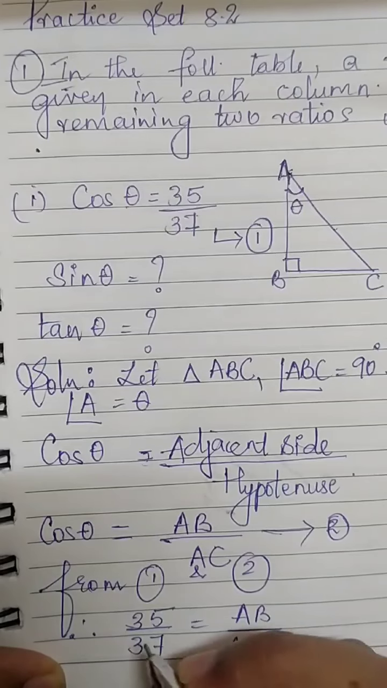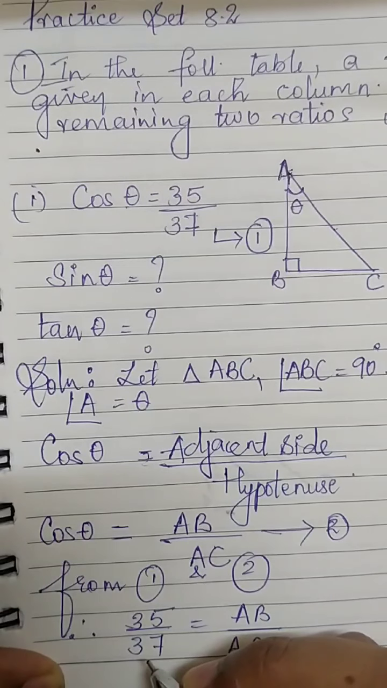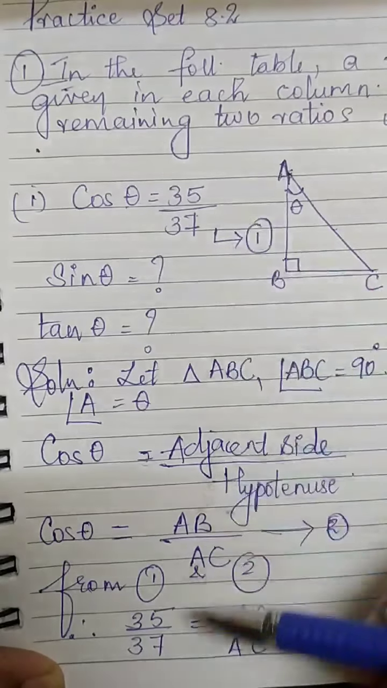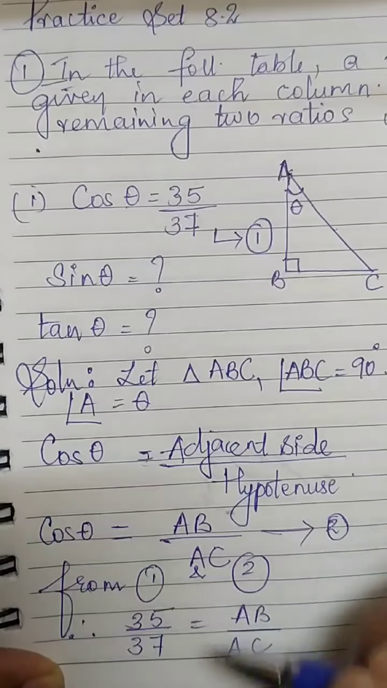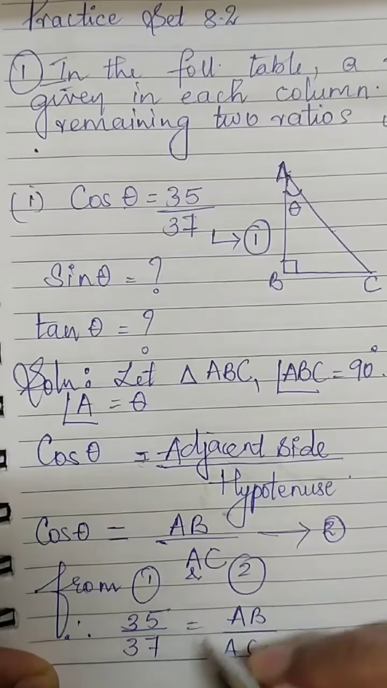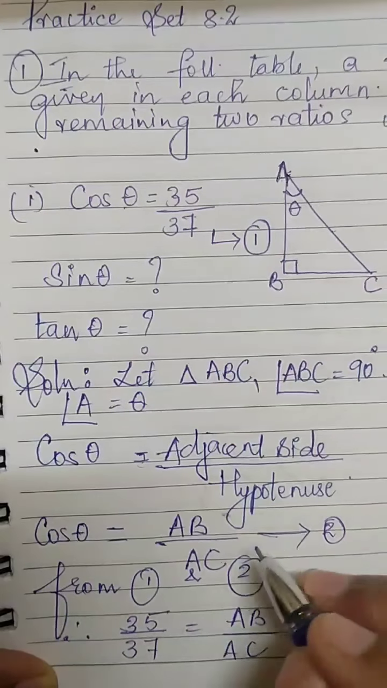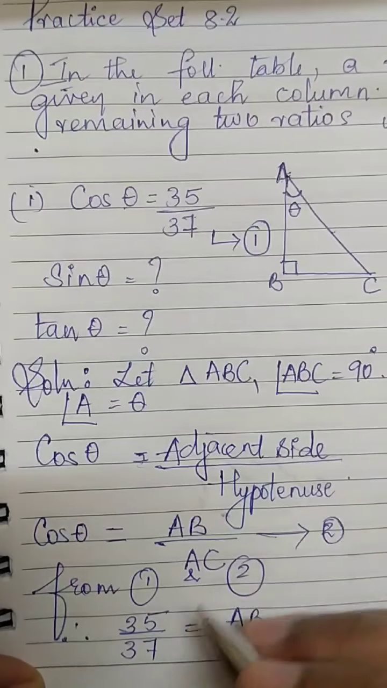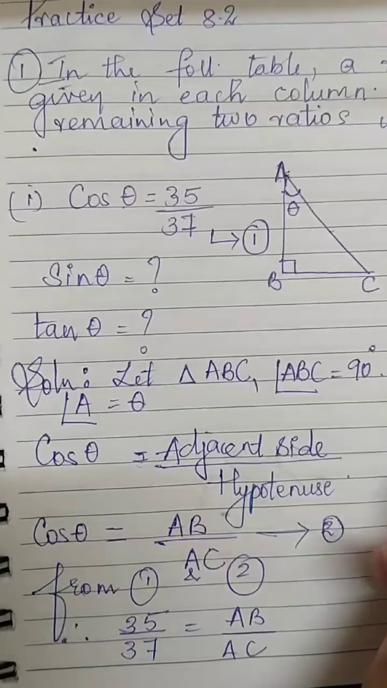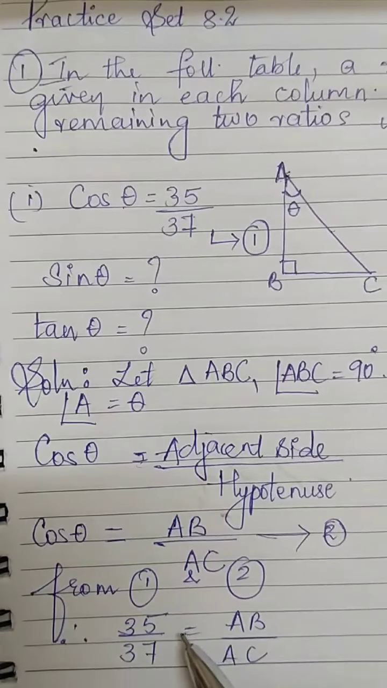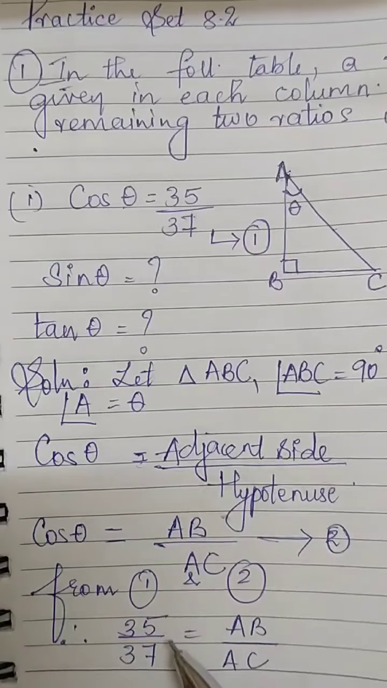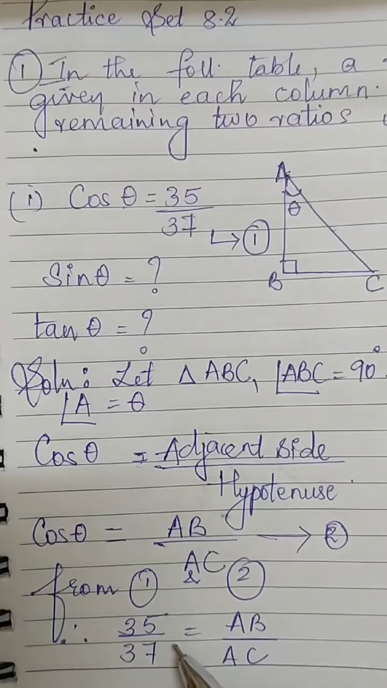Does this mean AB is 35 and AC is 37? No. These all are trigonometric ratios. So this is a ratio. Whenever a ratio is given, we will consider the common multiple as x. Or here we will consider it as k. For trigonometry, let us take it as k. You can consider it as x also. But in this case, we will consider the common multiple as k.